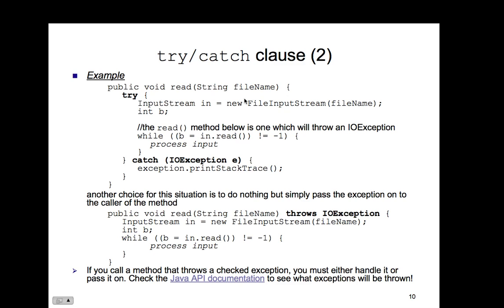All right, so we have read as our method. Try: input stream in is going to be a new input stream for a file. I'm going to talk about that next. Actually, I'll show you what the input stuff looks like. We're opening up a file.